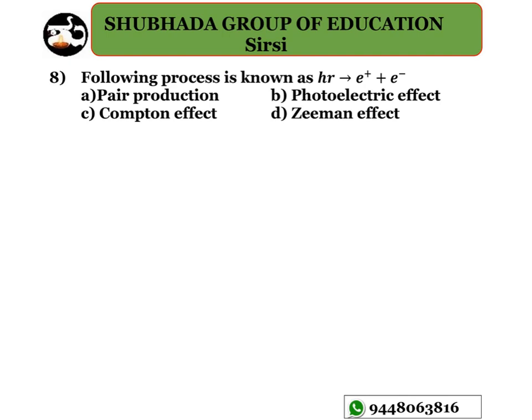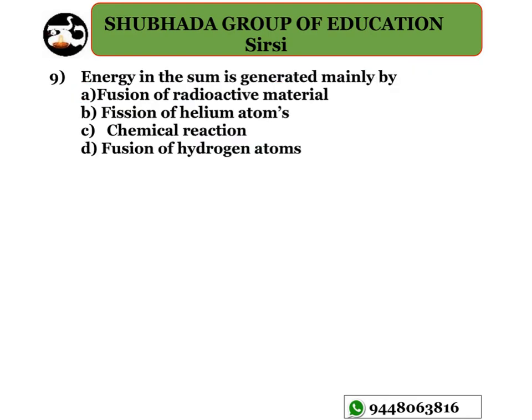Look at the next problem on nuclear physics. The following process is known as, so this is the process which is given here. Clearly, this is pair production. You have already studied the theory regarding nuclear physics. This particular process belongs to pair production. So option A is the right answer for this question.